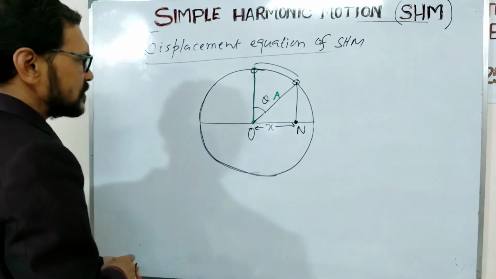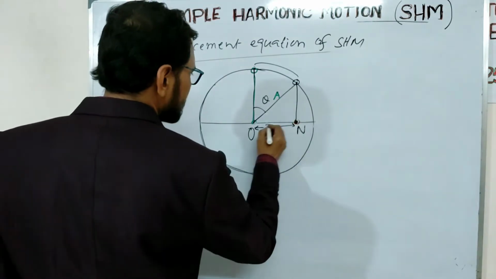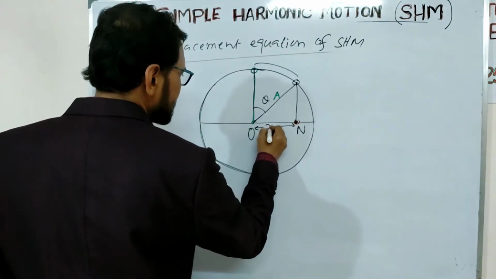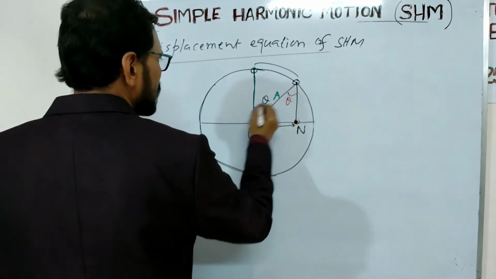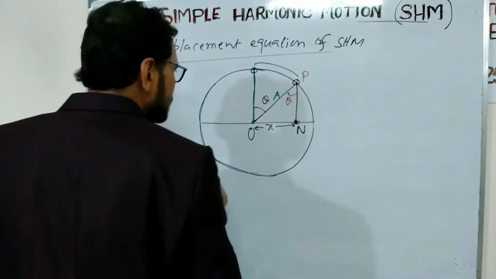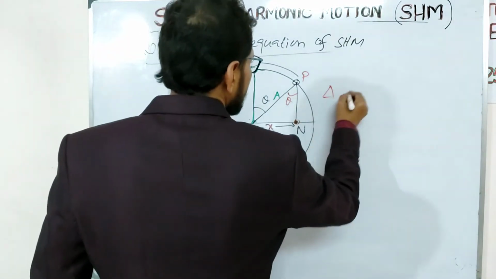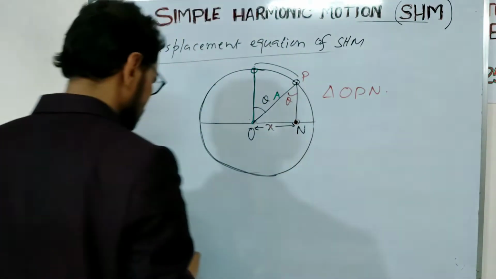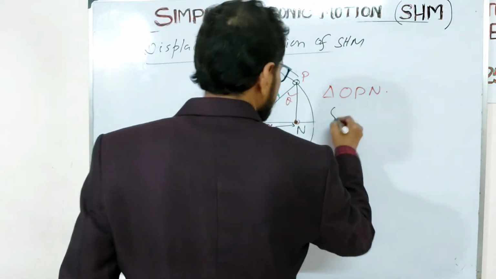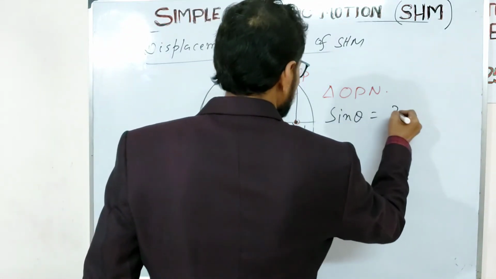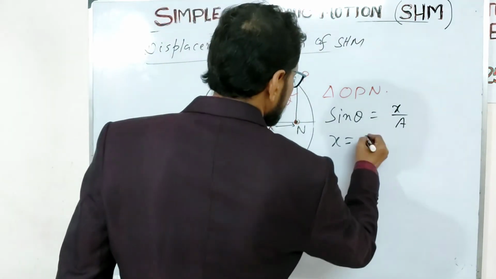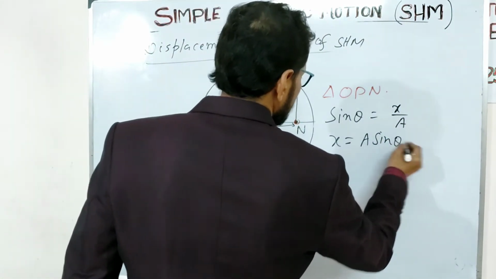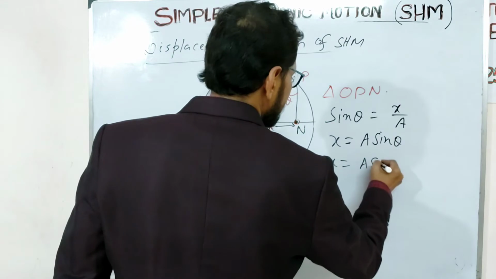Now suppose the foot is here, at a distance x from the mean position. If this angle is theta, and this is O and this is P, then from triangle OPN, what is sin theta? Sin theta equals x by a. So x equals a sin theta.